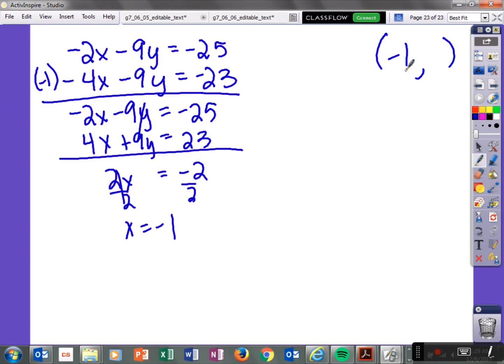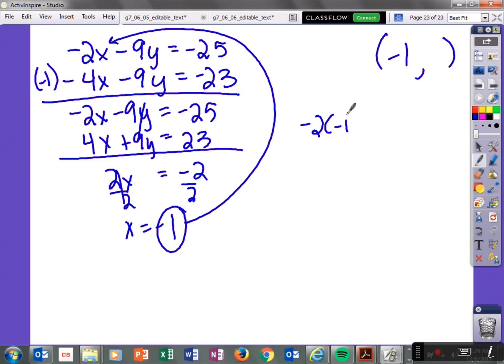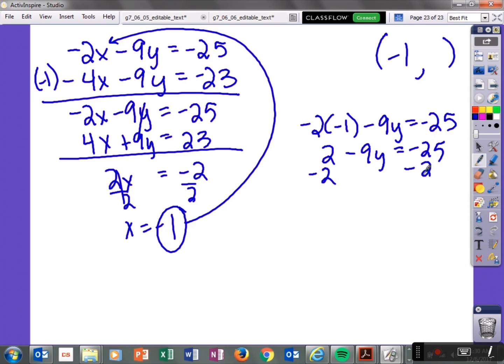Nope. Now we take this number and plug it back in where? To the top x. 2 times -1 minus 9y equals -25. -2 times -1 is... then we would... so -9y equals -27.